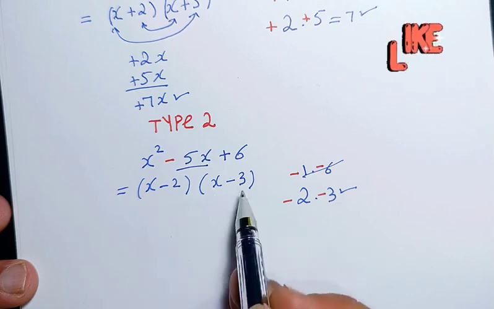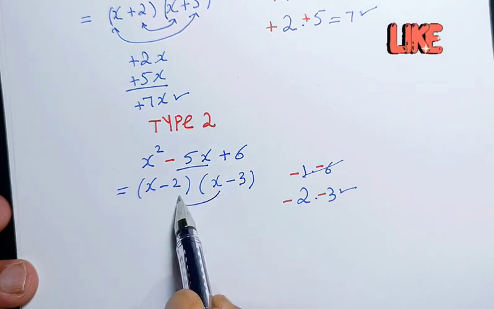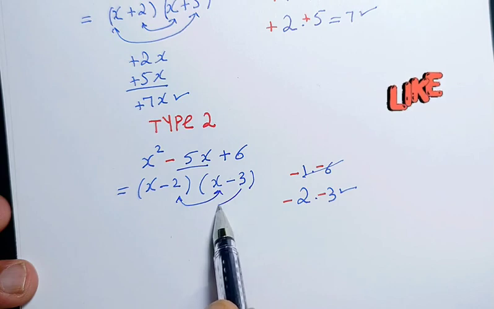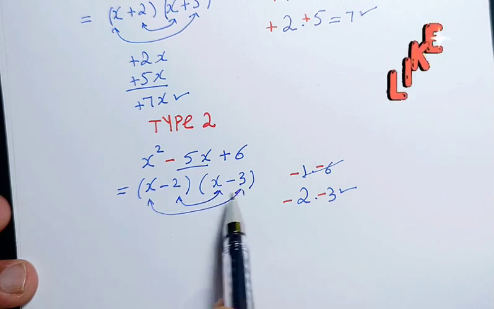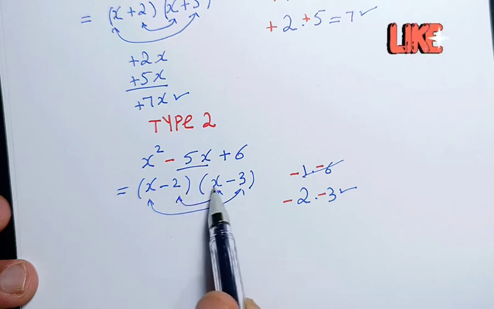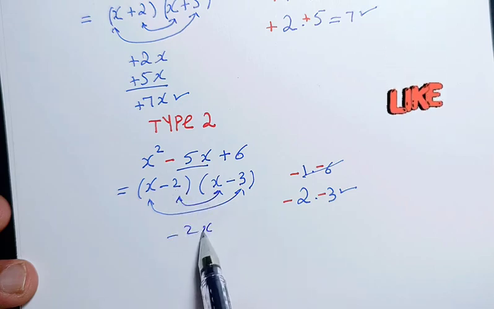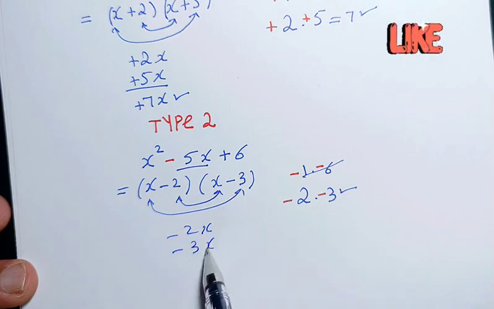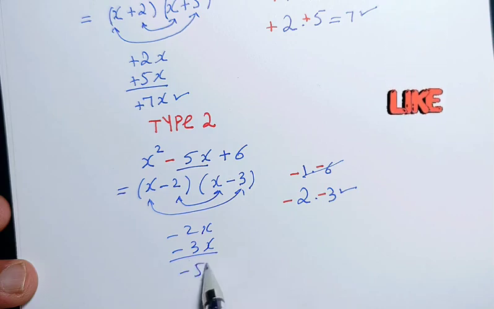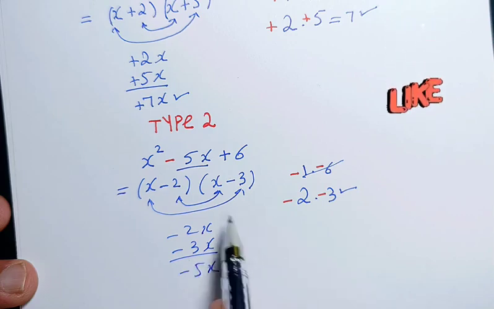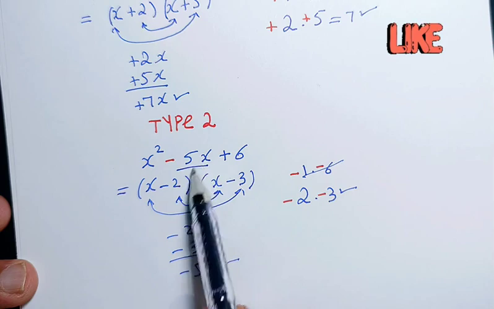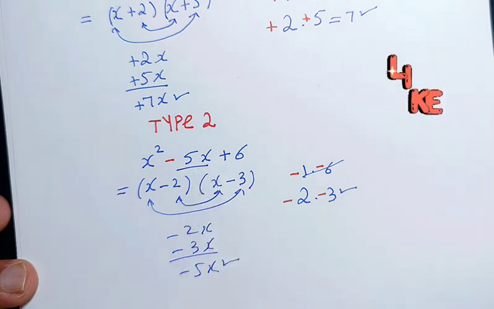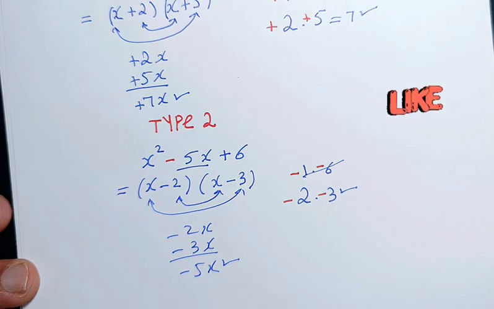So if you want to check your answer is correct, inner with inner, outer with outer. Minus 2 times x is minus 2x. x times minus 3 is minus 3x. And if you add them, minus 5x, which is exactly like the middle term, minus 5x. So my factorization is correct. I'll show you now type 3.